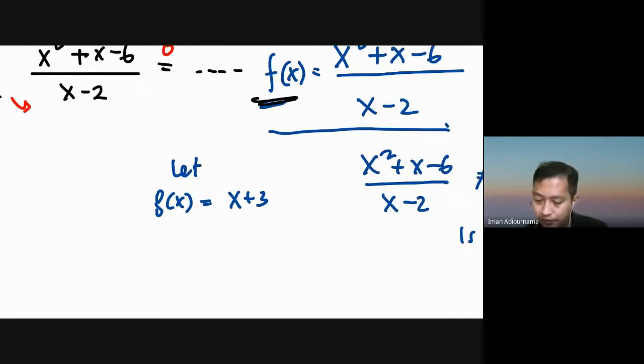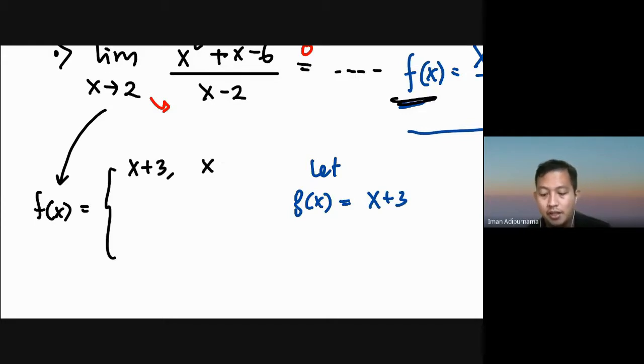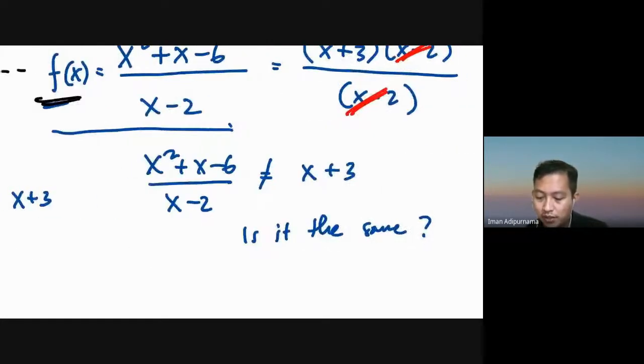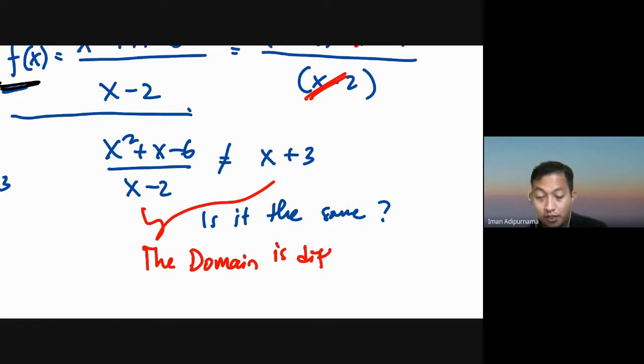All right. Or we can say that, yes, this is f, right? So f of x can be x plus 3 when x is not 2. But it will be undefined if x equals 2, because the domain is different. Do you get my point? Why is this not the same? The simple answer is the domain is different. Okay? I hope you get my point.